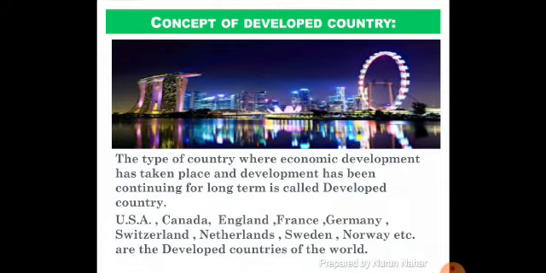Now we will discuss the concept of a developed country. The type of country where economic development has taken place and development has been continuing for a long term is called a developed country. Countries like USA, Canada, England, France, Germany, Switzerland, Netherlands, Sweden, Norway, etc. are examples of developed countries of the world, because in these countries development has already taken place and has been continuing for a long term. That's why those countries are considered developed countries.